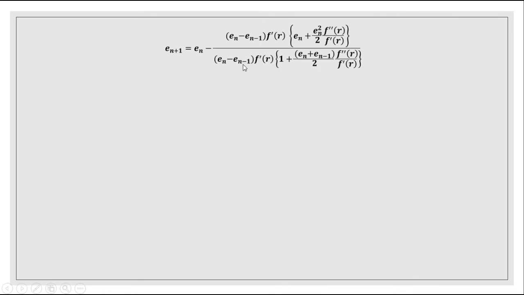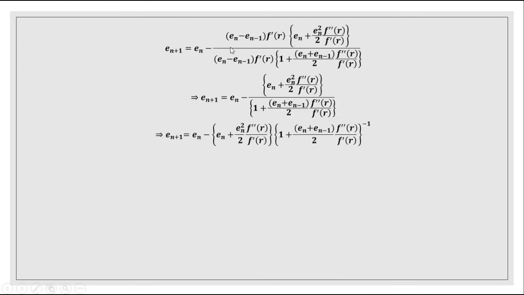Now this f prime of r e_n into minus e_n minus 1 and f prime of r e_n minus 1 can be cancelled out. After cancelling these two terms, we will get this. And now shifting this denominator to the numerator, the power will become negative. Here the power is plus 1, so it will become minus 1.